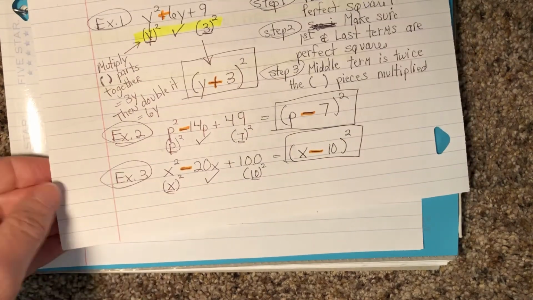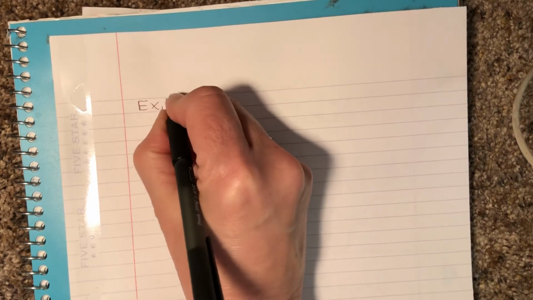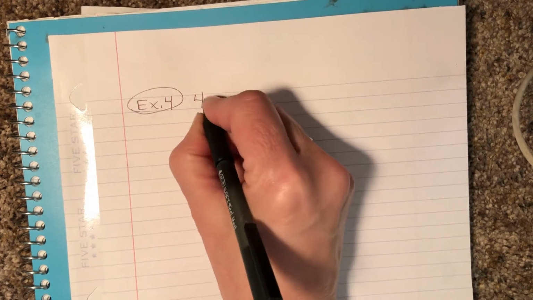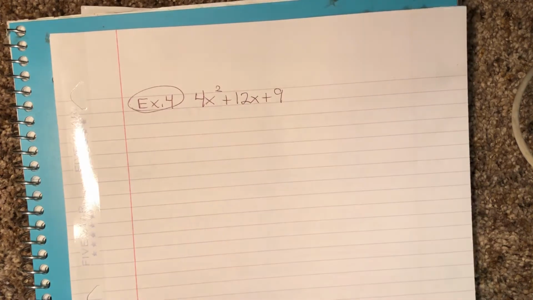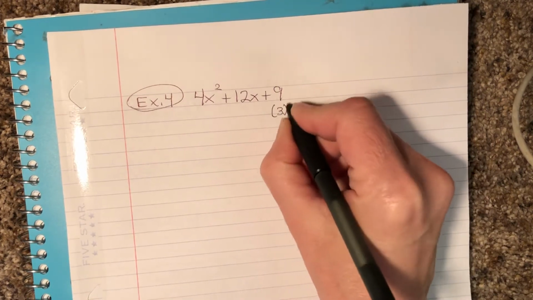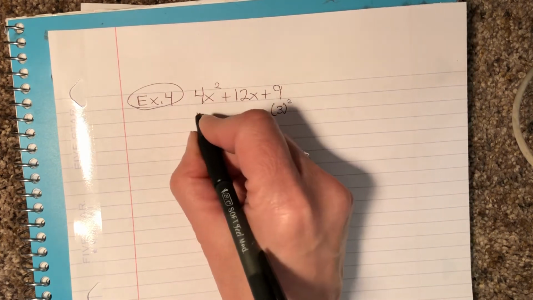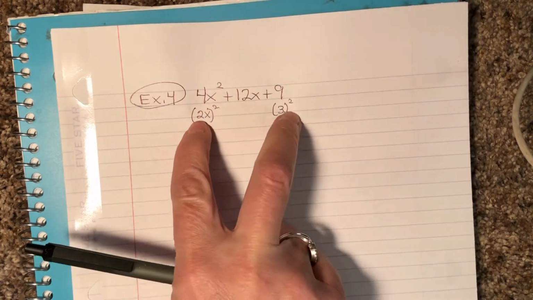All right, example 4. Hopefully you're getting it a little bit better now. It will take some practice. Okay, how about 4x squared plus 12x plus 9? Now, check the two ends. 9 is a perfect square, so I'm going to write it in a parenthesis. 4x squared is a perfect square. Its square root is 2x. I'm going to put that in a parenthesis, so the ends are perfect squares.